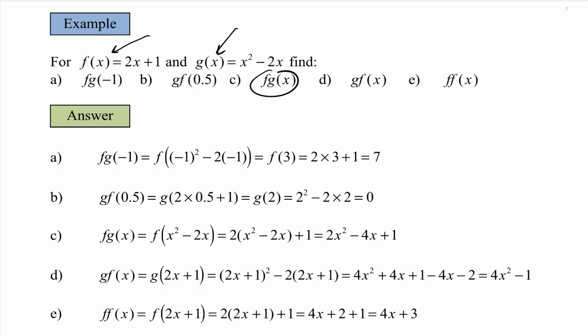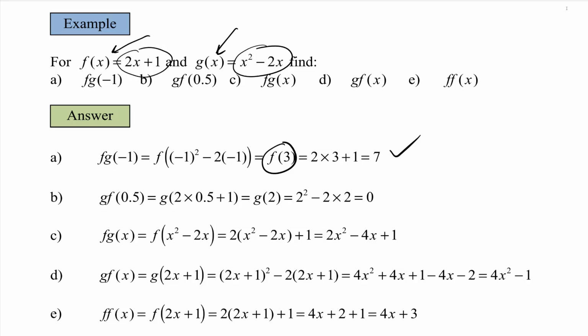But I think to start with, it's easier just to work out what g of negative 1 is. So substitute -1 for x in this equation here. So we do that and we get 3. Alright, and then f of 3, just substitute 3 into this equation here. 2 times 3 plus 1, so we get f of g of -1 is 7.